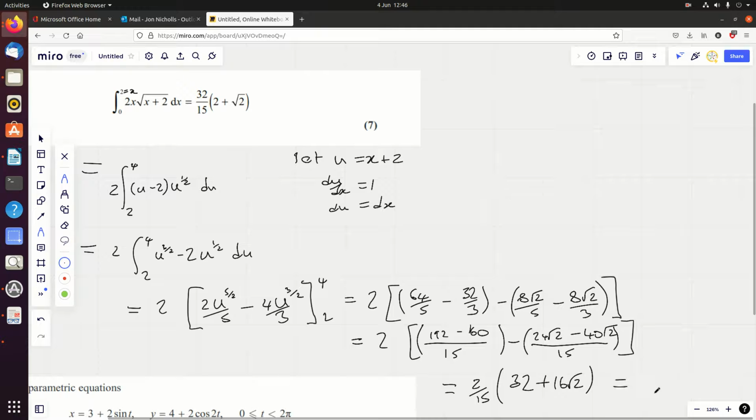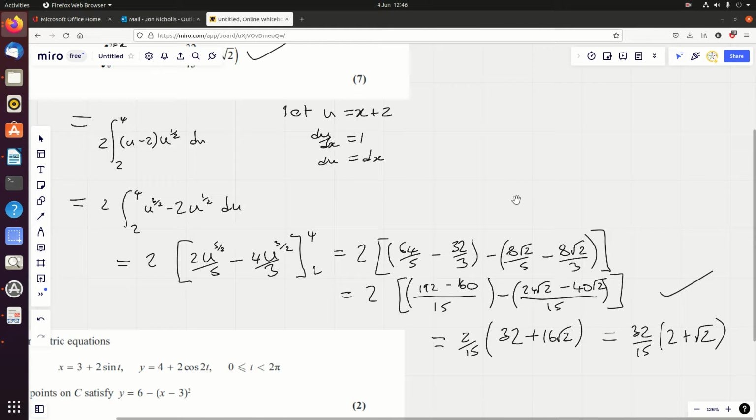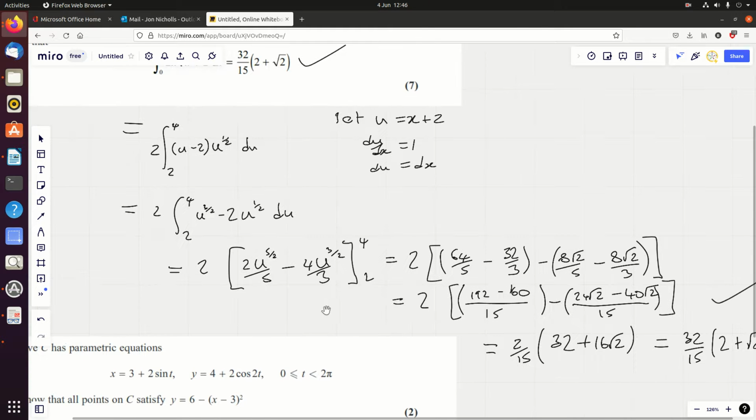Take out a factor of 16. You're going to get 32 over 15, and then 2 plus root 2. Was that the answer? Yes! Done. Hopefully that wasn't too bad. Hopefully you can see why we're getting the root 2's there. It's because of root 2 cubed.